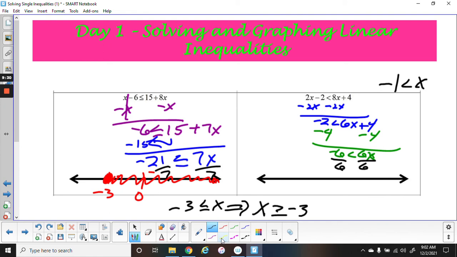And when we get that, we're going to do one more step to get the x on the left, so we're going to flip everything. We're going to go x is greater than -1. So I go 0, -1. It doesn't have the or equal to, so I'm going to make an open circle. I want greater than -1, so I go to the right.